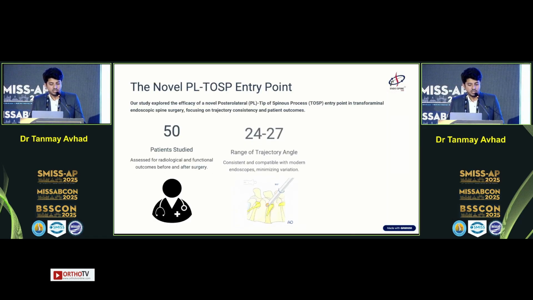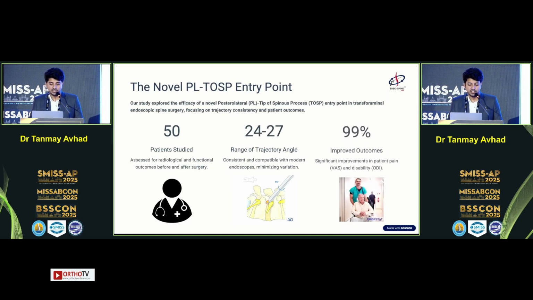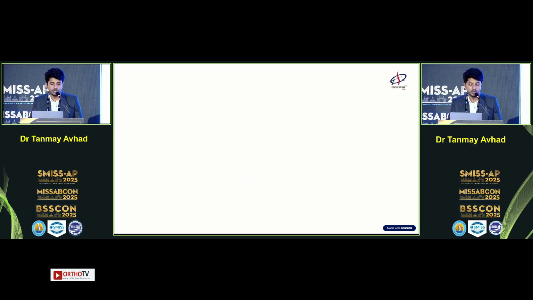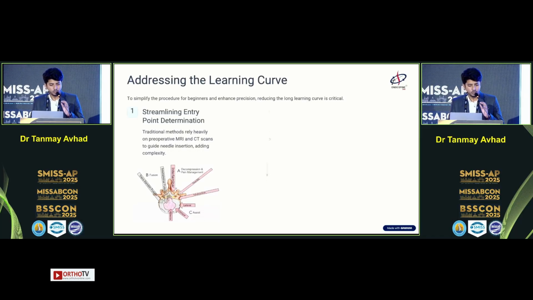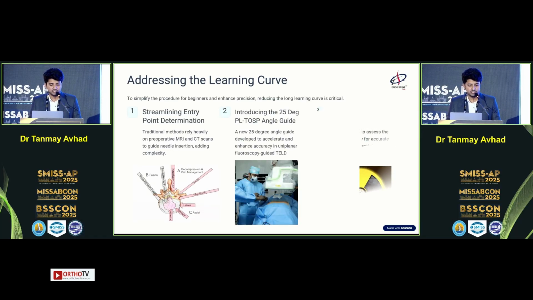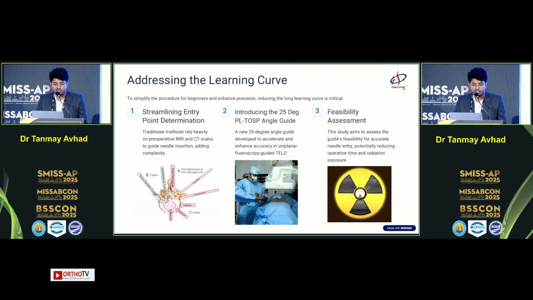The range of trajectory angle was 24 to 27 degrees, with 25 degrees being the key number. To address this learning curve for budding surgeons, we introduced this 25 degree PL-TOSP angle guide. This is an angle guide which gives us an exact 25 degree angulation, which helps us make a quicker entry in the transforaminal endoscopic approach.